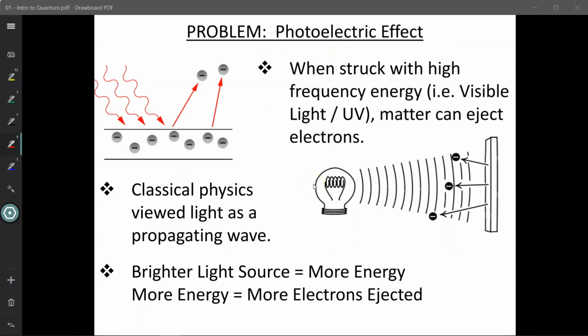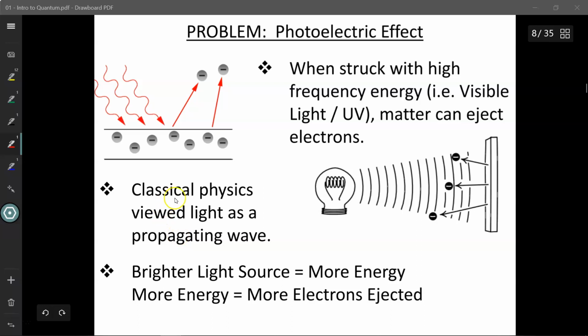Now another problem that scientists were having a difficult time explaining was called the photoelectric effect, for which Albert Einstein would win his Nobel Prize. Scientists knew at the time that certain materials, when struck with high-frequency energy such as visible light or UV, could eject electrons. This is the basis behind how our solar panels work. So when sunlight strikes the solar panel, it ejects electrons which can then be harnessed to induce a current that goes on to power our electrical devices.